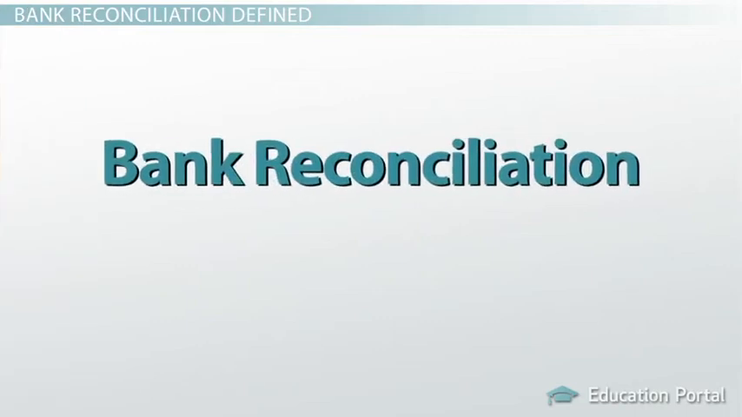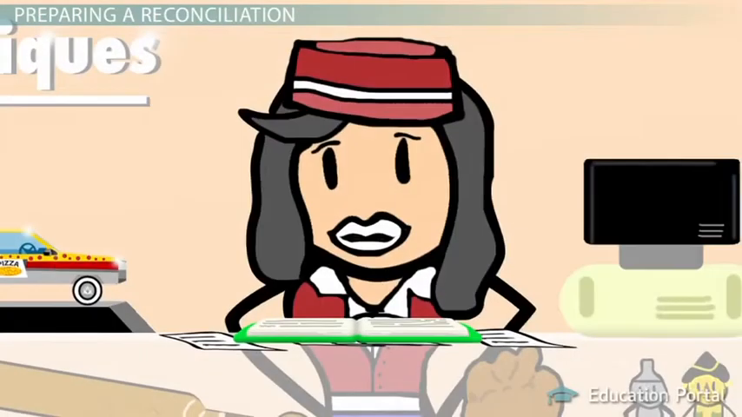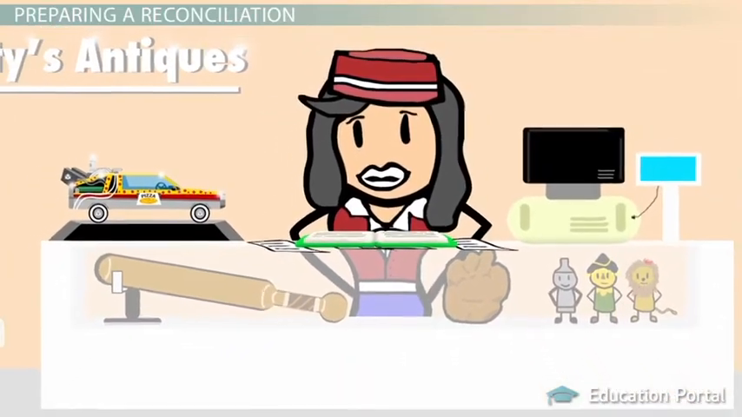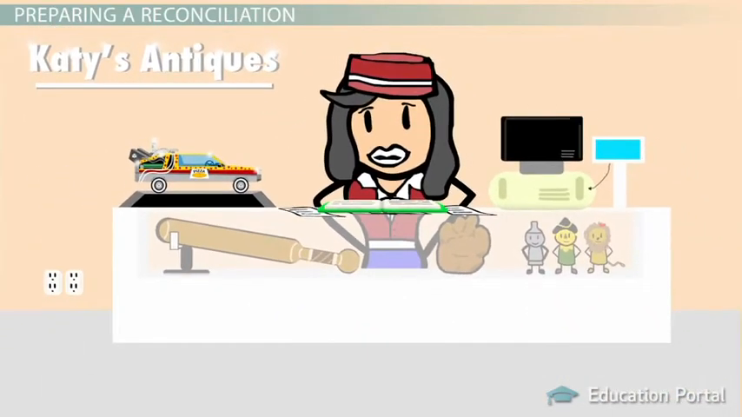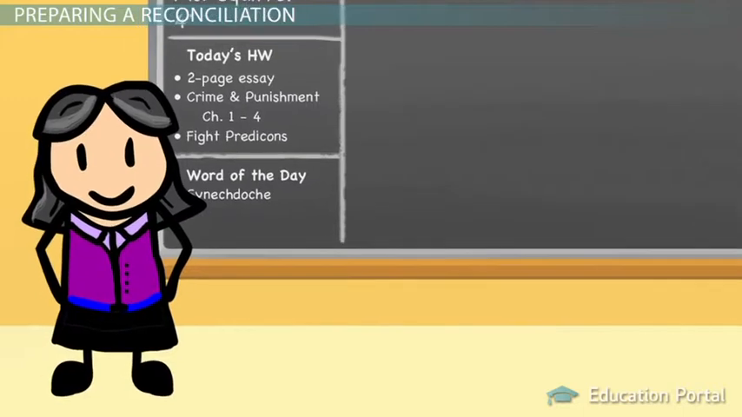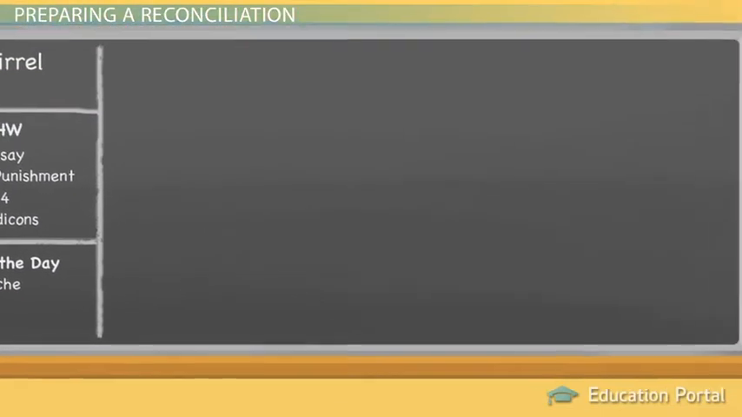A bank reconciliation is the balancing of a company's cash account balance to its bank account balance. Since it's really important to make sure that the cash account and the bank account balances match, a company prepares bank reconciliations on a monthly basis. There are several steps that are involved in this, but even so, it's a relatively simple thing to do. Let's go through the steps and prepare the reconciliation.